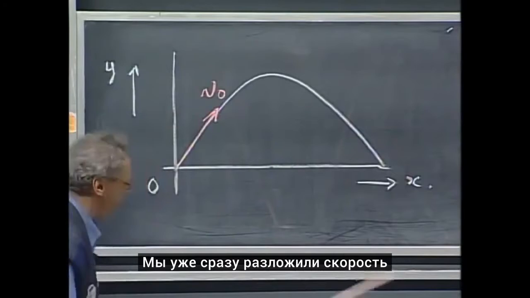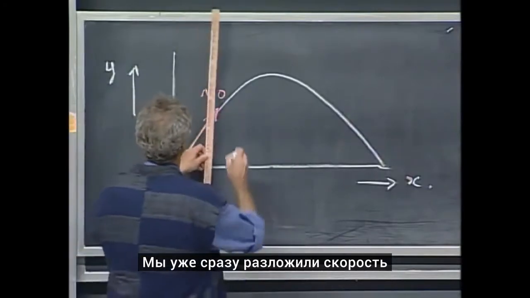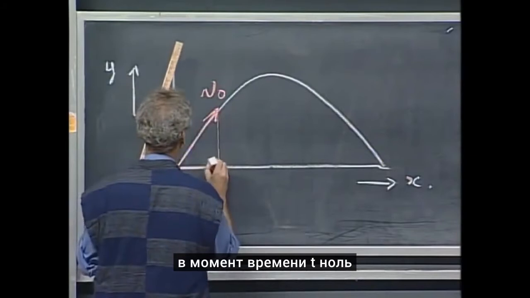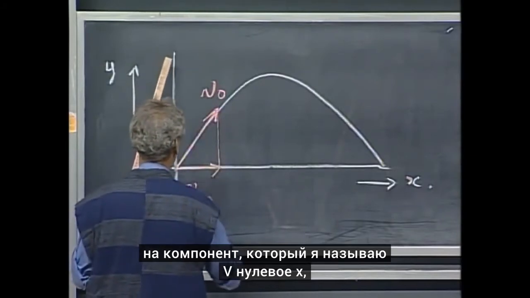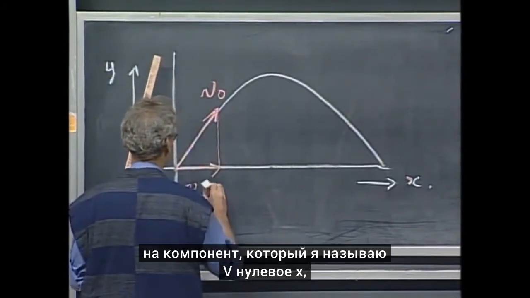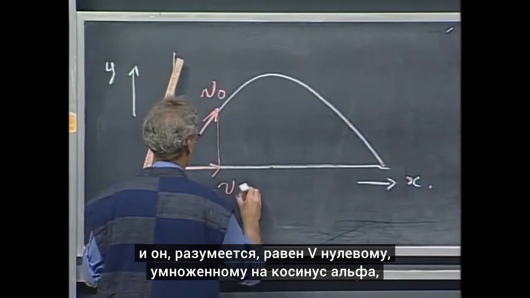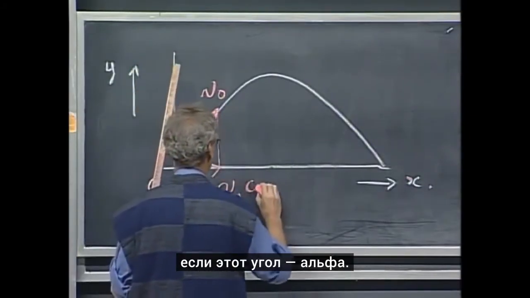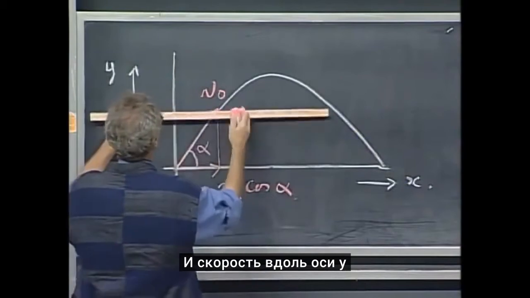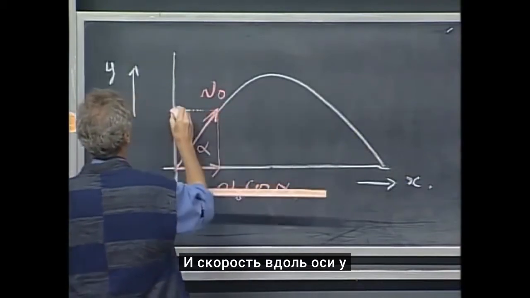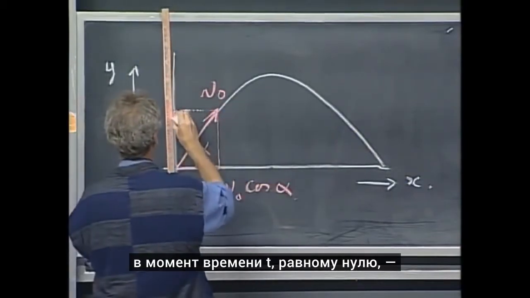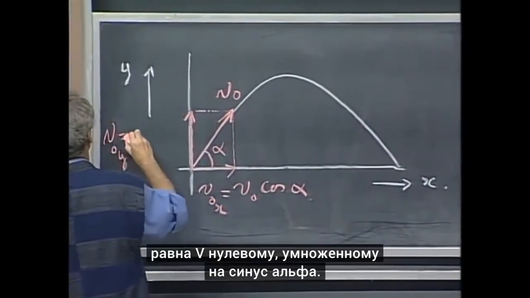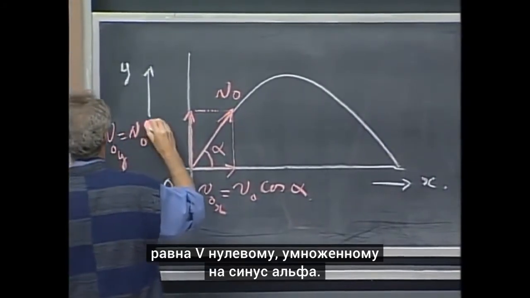We already decompose right away the velocity at time t equals 0 into a component which I call v0x, and that, of course, is v0 times the cosine of alpha, if the angle is alpha. And the velocity in the y direction at time t equals 0, I will call that v0 in the y direction, and that is v0 times the sine of alpha.